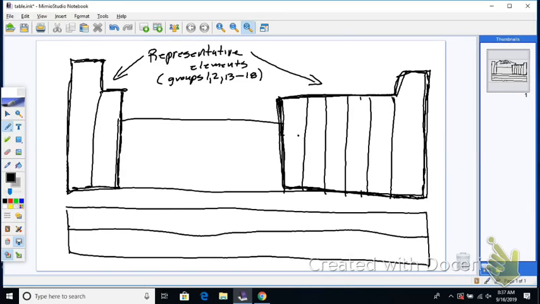So groups 1 and 2, 13 through 18, those are representative elements. I didn't give you the 1A and the 2A and that type of thing. When I say groups, they are columns, up and down. This is group 1, group 2, and then 3 through 12, and then we've got 13, 14, 15, 16, 17, 18. That's how we identify the groups. So if I say group 4, you know where to find that on a periodic table.